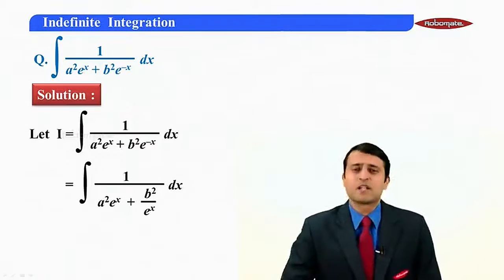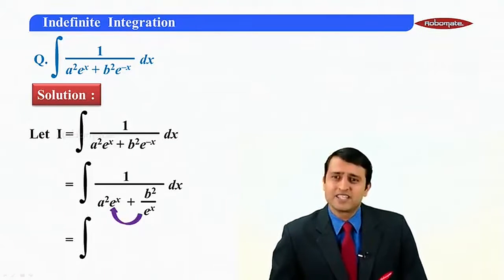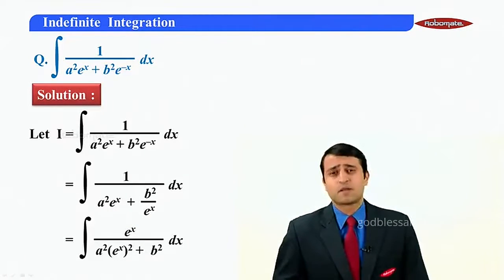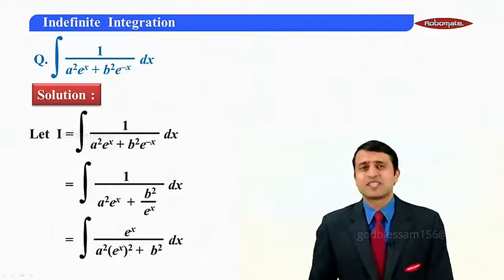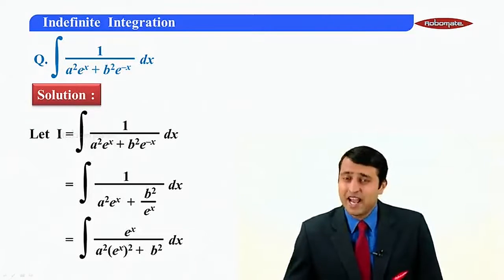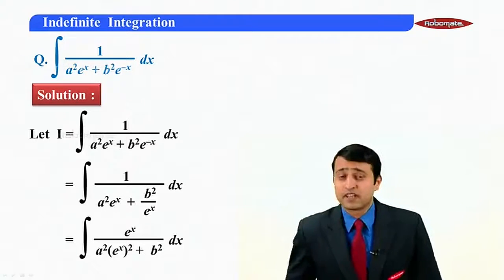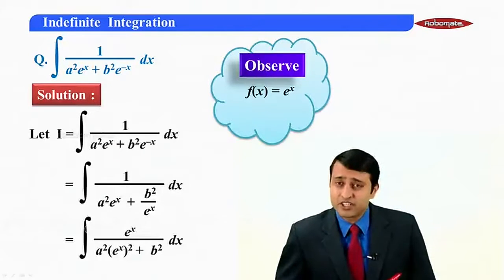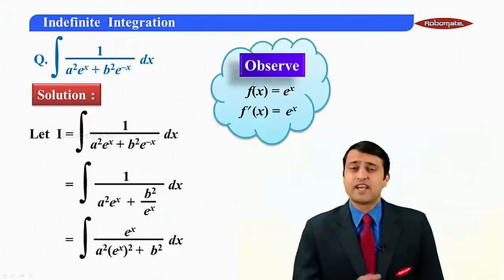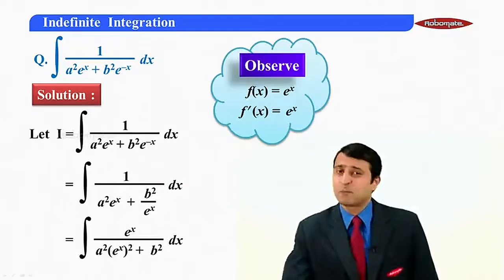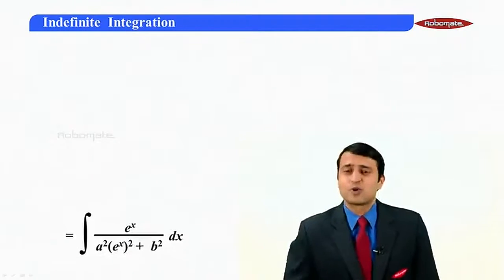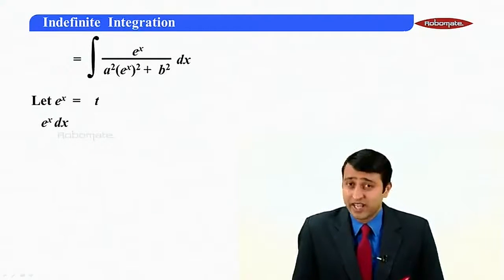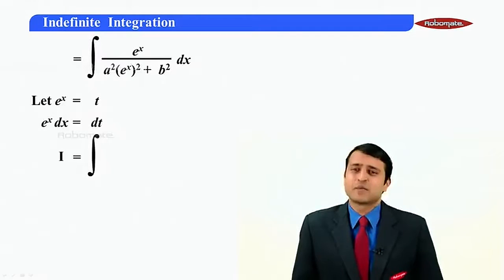So e raised to x will be multiplied here. So what we'll get here is e raised to x upon a square e raised to x the whole square plus b square dx. Now my dear students, there is a function in the denominator and there is a function in the numerator which is its derivative. So we can say that we have a function f of x is e raised to x and f dash x is also e raised to x, which is very much present with dx. So let us go to substitute. So let us write e raised to x is t. So the next step is e raised to x dx is nothing but dt.